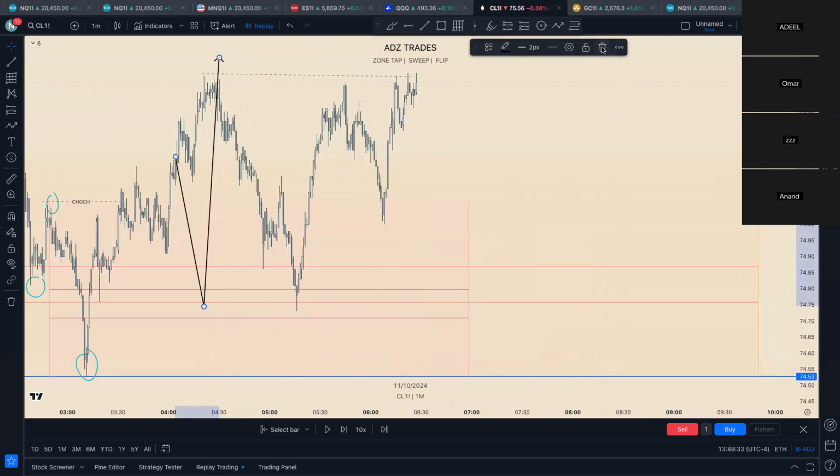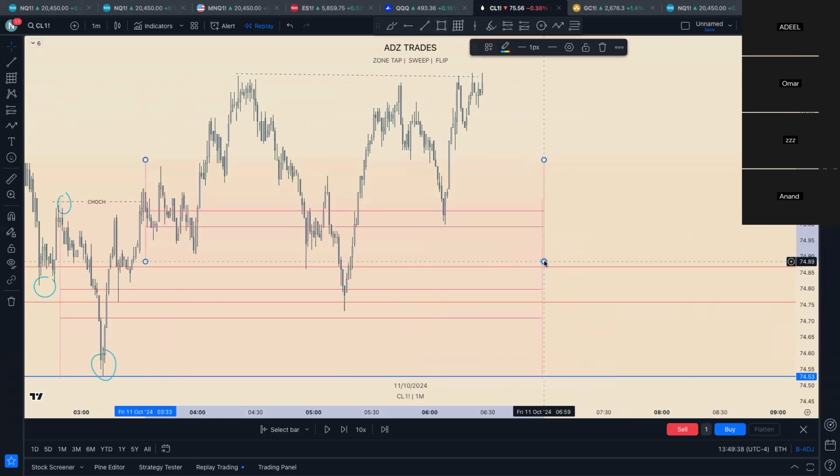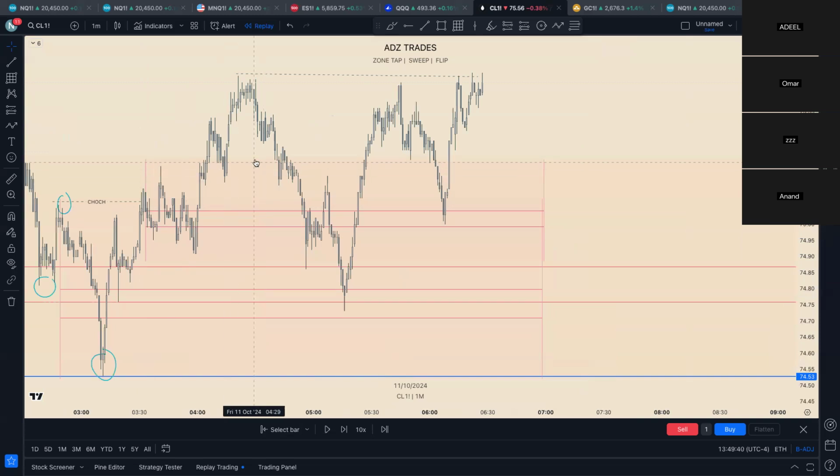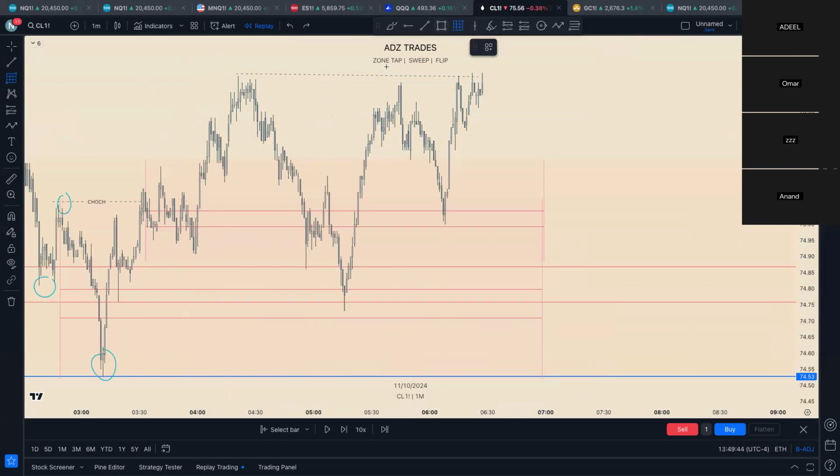Now, where would people have got cooked? People would have got cooked here because you're taking this bullish zone, not knowing what? Knowing we have this unmitigated zone below. And then you're thinking, oh, let me take this bullish zone, not knowing we have this unmitigated zone below.